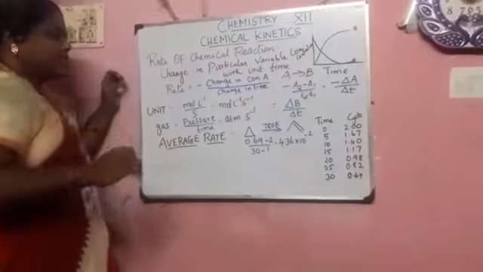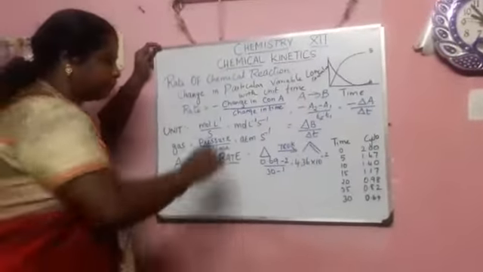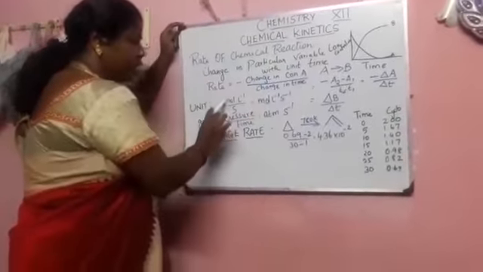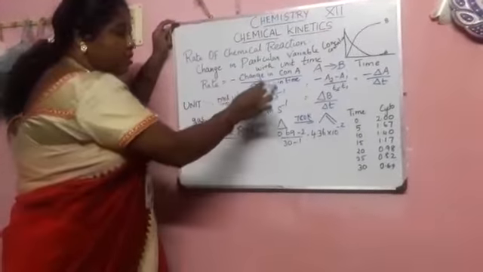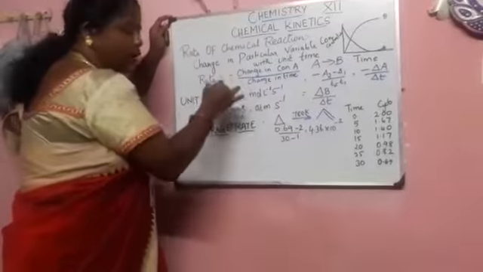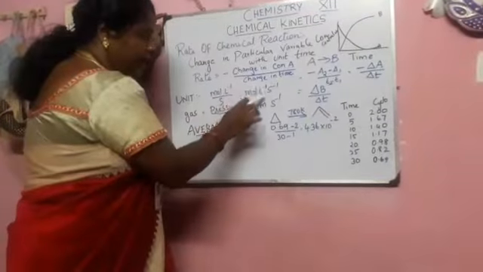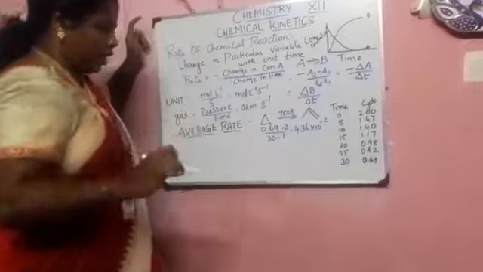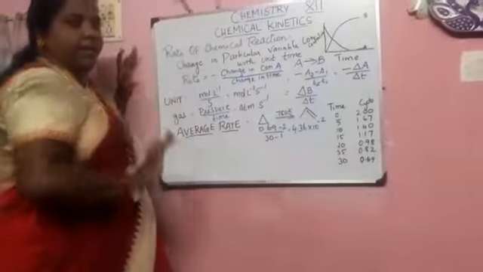Let's see the unit of the rate of reaction. Change in concentration is mol per liter, and time is in seconds. So automatically it goes reverse: mol L^-1 s^-1. It is the unit for the rate of a chemical reaction.